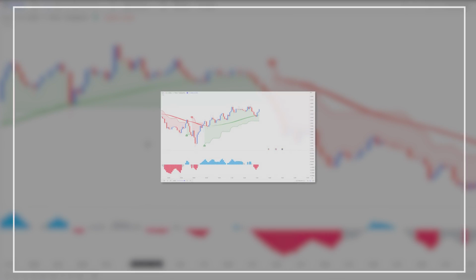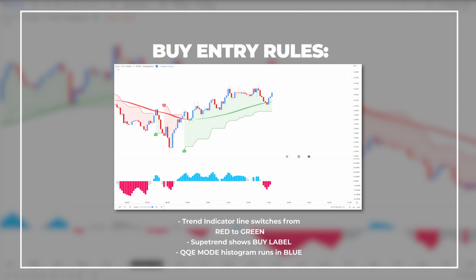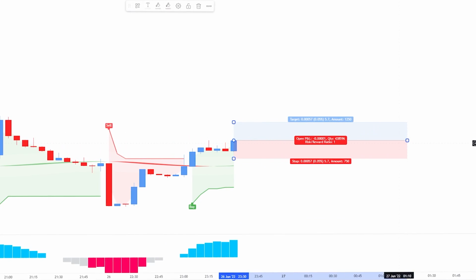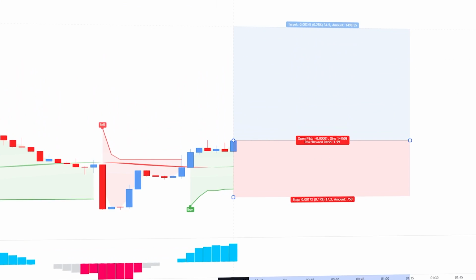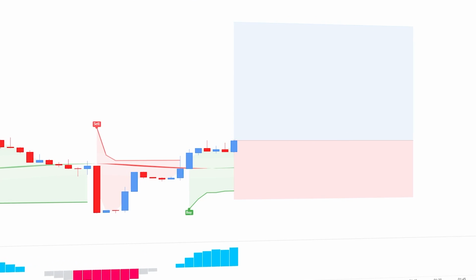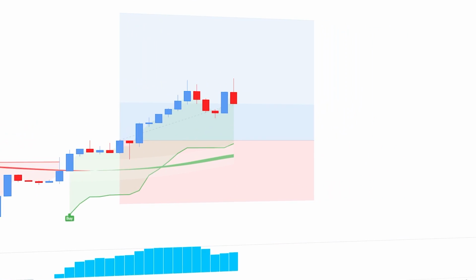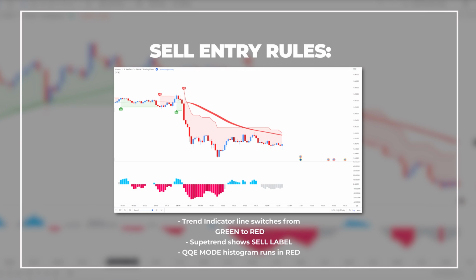As per the strategy rules for a buy, we want the trend indicator to have this nice color switch from red to green, Supertrend indicating us to buy by producing a buy label, and finally we will be looking at the QQE MOD histogram, which needs to be running in blue. Once we have all three confirmations, we place a trade on the closure of a candlestick, placing our stop loss below the Supertrend line and taking profit at 2 times the risk. The opposite rules apply for a short trade opportunity.